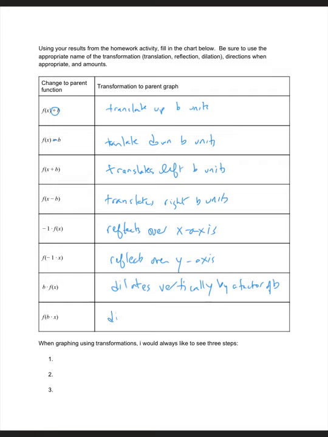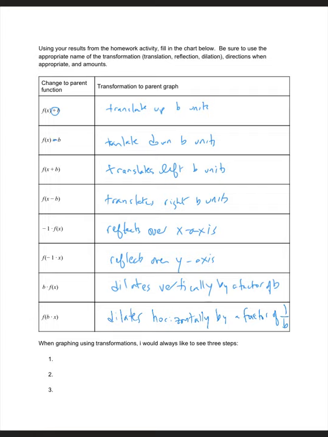Multiplying by b on the x also dilates, but it changes the x's, so it dilates horizontally. And it does the opposite of what you think it would. So instead of by a factor of b, it's a factor of 1 over b. And we'll talk about that in just a moment.